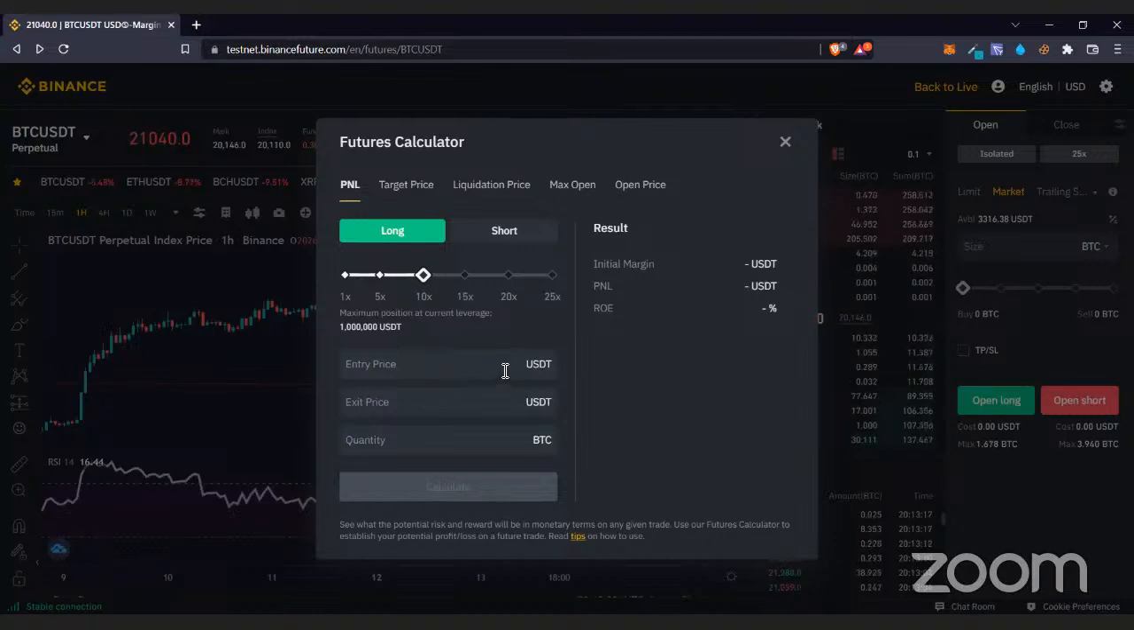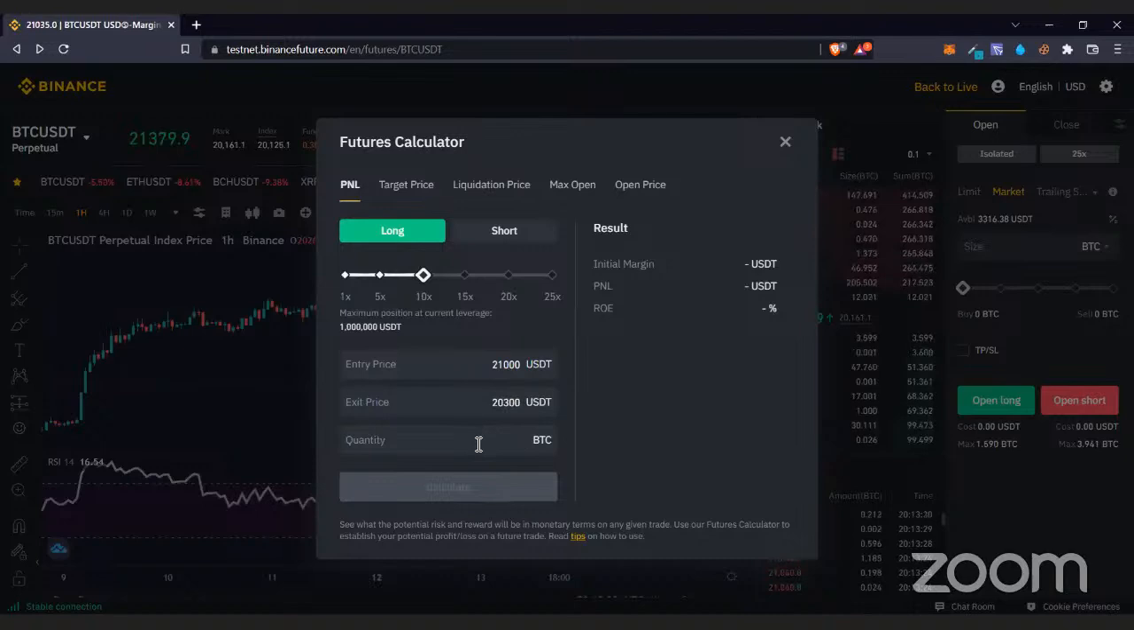So let's assume that we enter Bitcoin at 21,000. If we enter at 21,000, remember we are using 10x leverage. So what will be our exit point? Our exit point will be, let's say, when Bitcoin gets to 20,300, for instance.